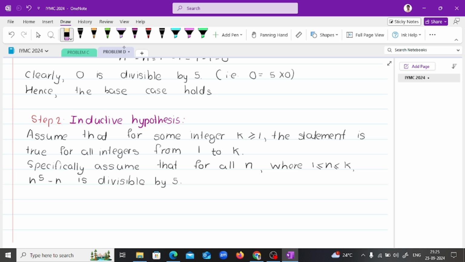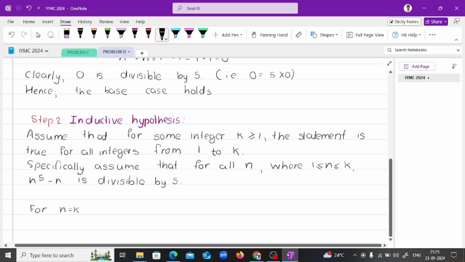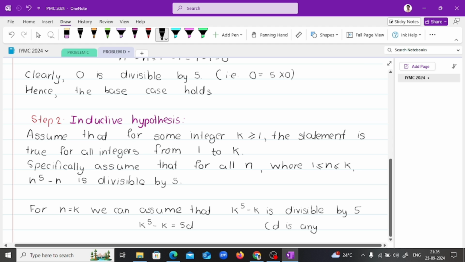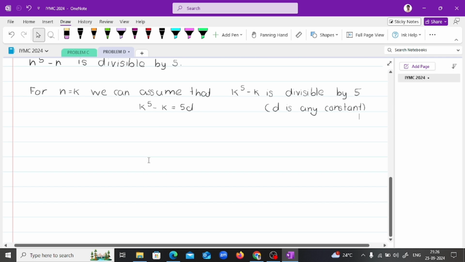So it is true for n is equal to k. So if it is true for n is equal to k, we can assume that k raised to 5 minus k is divisible by 5, and we know that if any number is divisible by 5, it can be expressed as a multiple of that number. So k raised to 5 minus k is equal to 5d, where d is any constant. We will use this statement in the next step, in our inductive step.